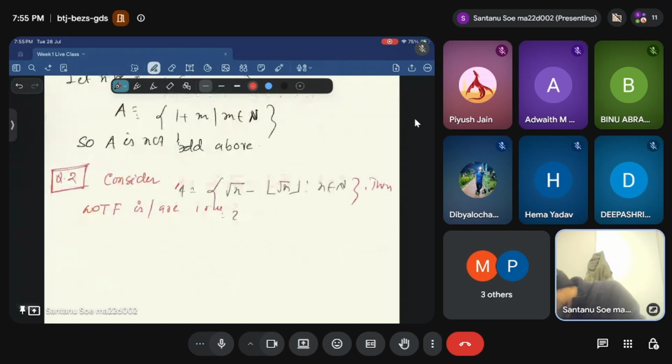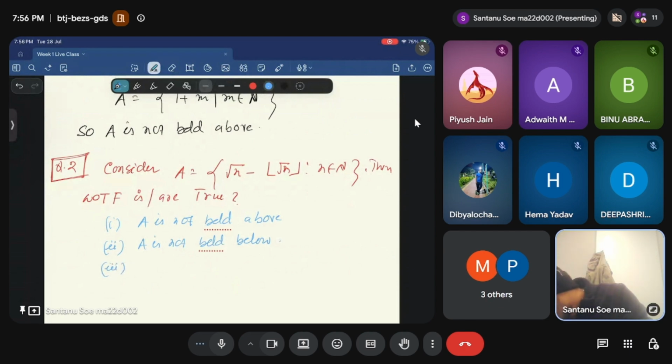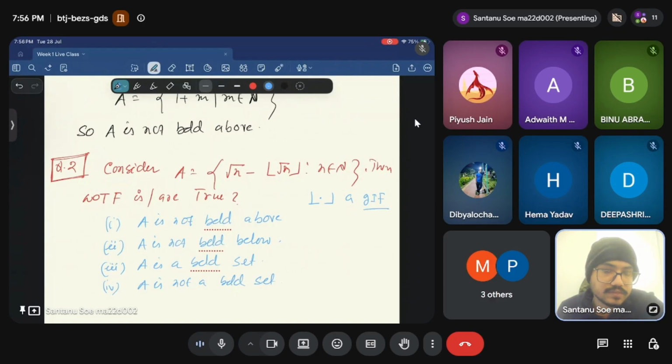So the first option is A is not bounded above. Second option is A is not bounded below. Third option is A is a bounded set. Fourth option is A is not a bounded set. Okay, and this is actually a greatest integer function. Do you guys know what a greatest integer function is?